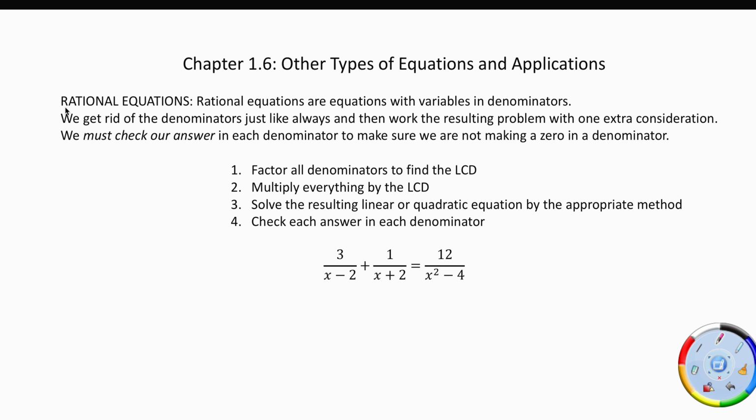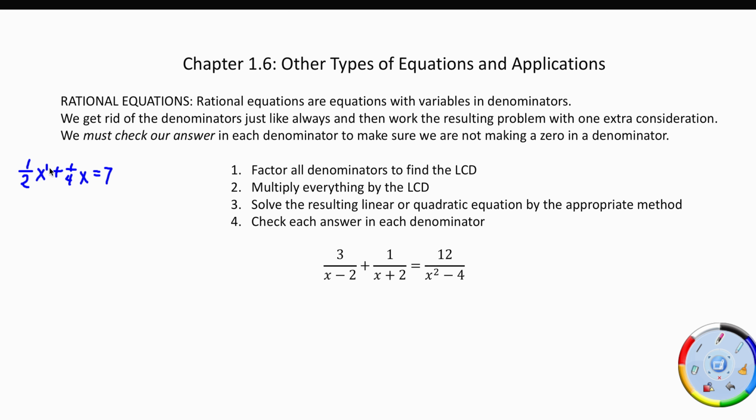Do you remember what the word rational means? Rational numbers are fractional numbers, right? So rational equations are equations with variables in the denominator. Remember, just because an equation has a fraction in it doesn't make it a rational equation.